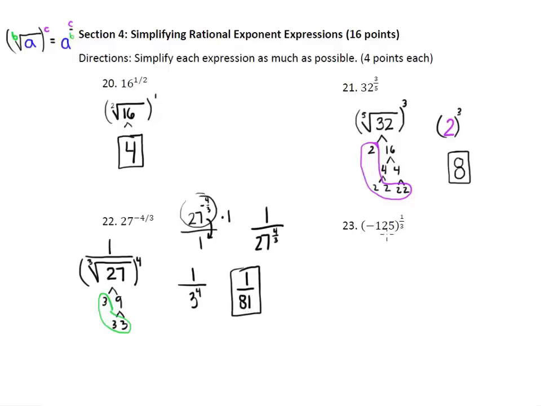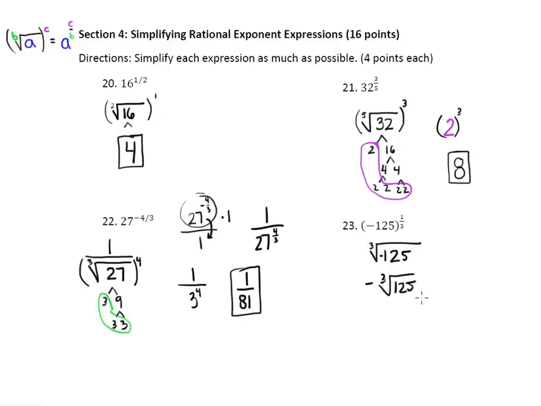Okay, 23, negative 125 to the 1/3 power. So I'm going to rewrite that using radicals. So we got 125 to the 1/3 power. So that's a little 3 right here, and technically a power of 1 right here, but the power of 1 doesn't do anything, right? You're just raising it to a power of 1. All right, so I have a cubic root of a negative. Now, because it's an odd number, and we talked about these on earlier problems, the negative can just come out. It's not an imaginary number. If it was an even index, it would be an imaginary number, but the negative can just come out. So this is really negative cubic root of 125.